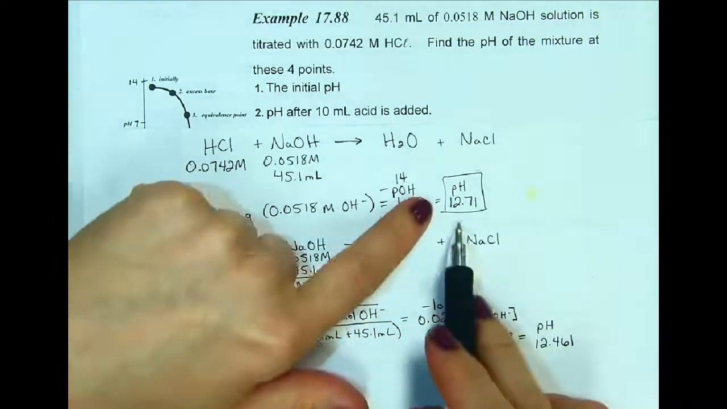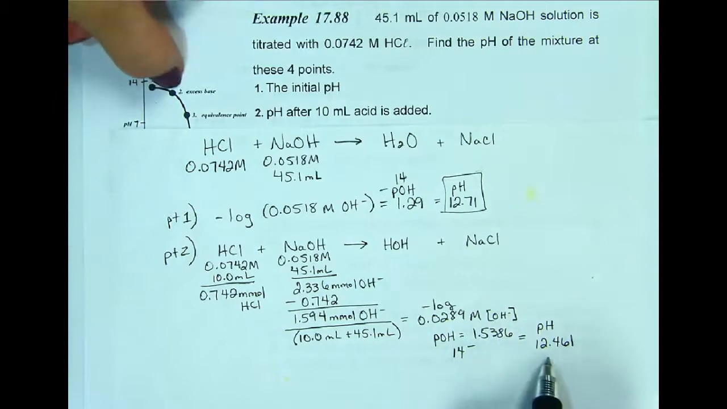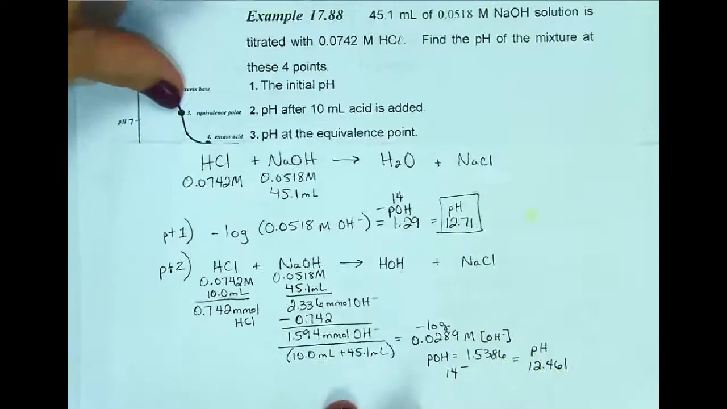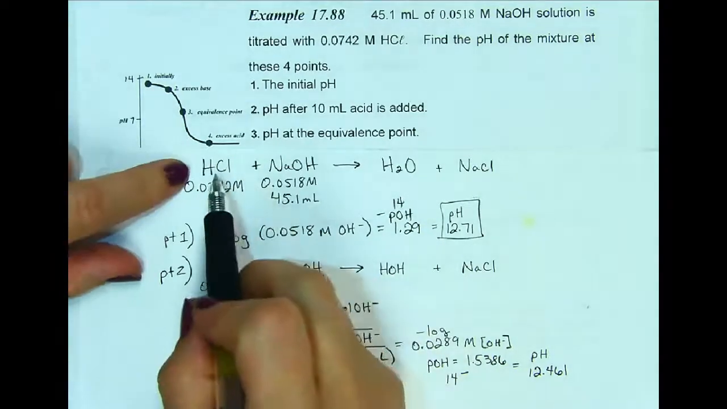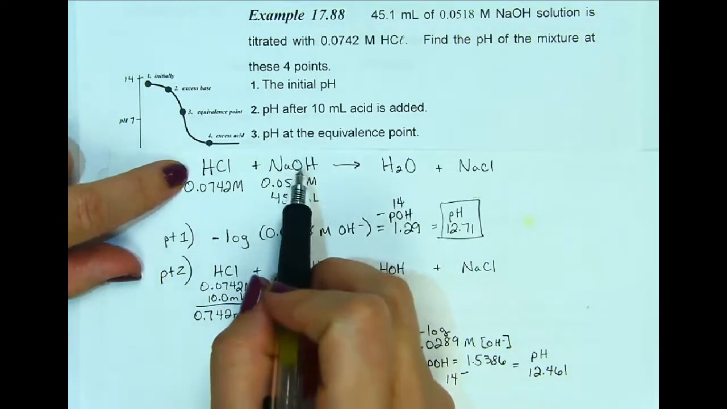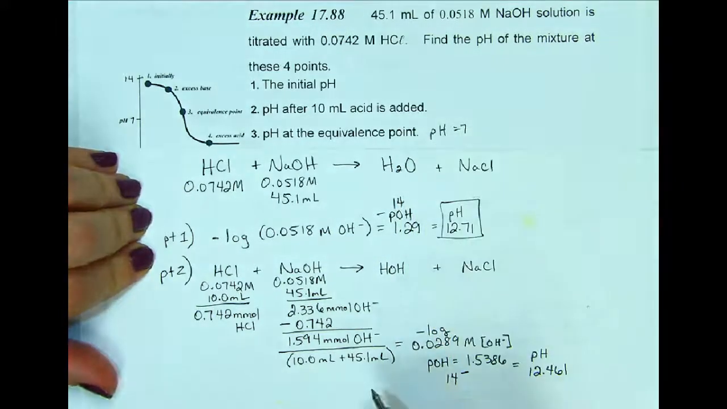So we started out with a pH of 12.71, and then here we're at a pH of 12.461, which makes sense. It gradually moves downwards. Now we're going to go to point number 3, which is asking what is the pH at the equivalence point. And because this is a strong acid and this is a strong base, we can automatically say that the pH is going to be equal to 7 at the equivalence point.